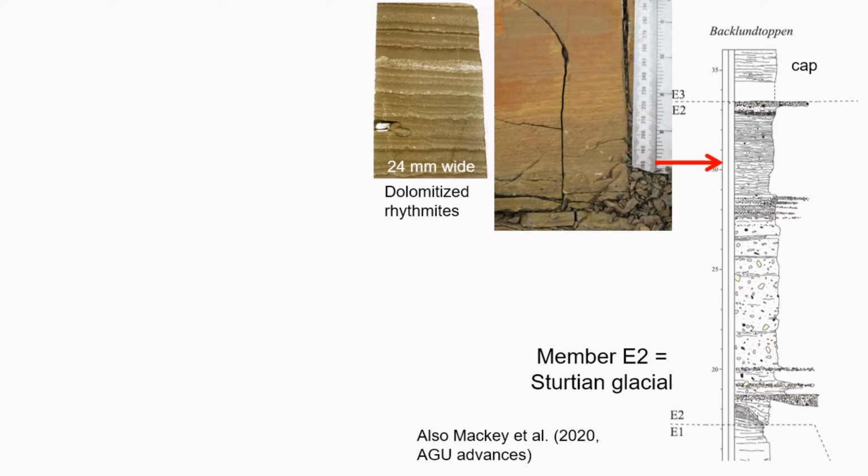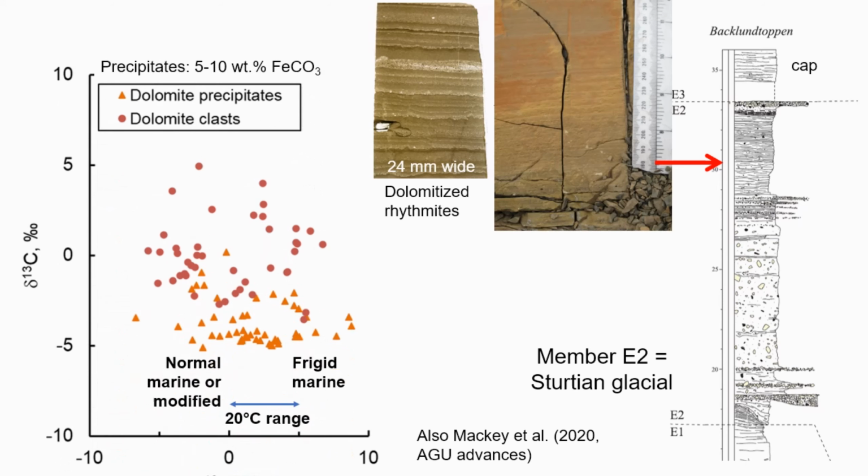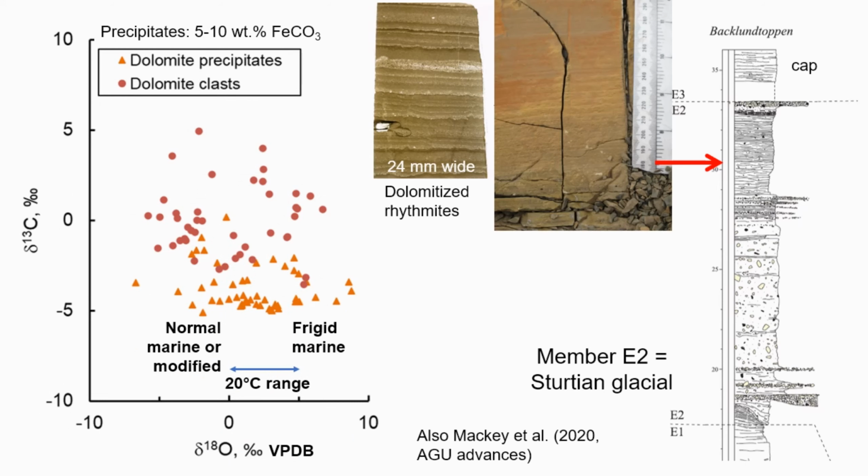Now, the stable isotope data are very informative. The dolomite clasts, shown by the circles, have both positive and negative carbon isotope values, similar to the underlying carbonates, and reflect the underlying deposits being eroded.